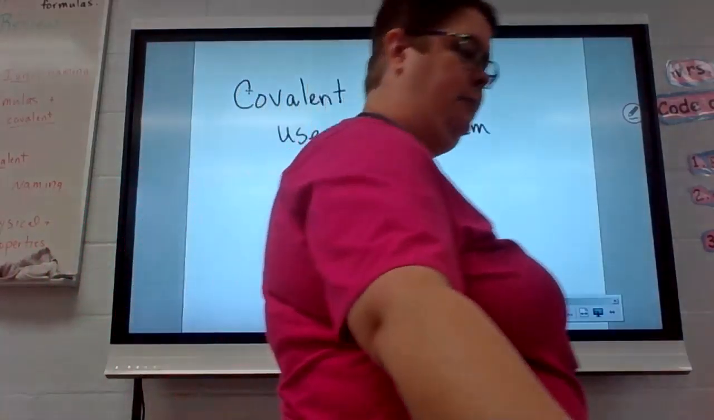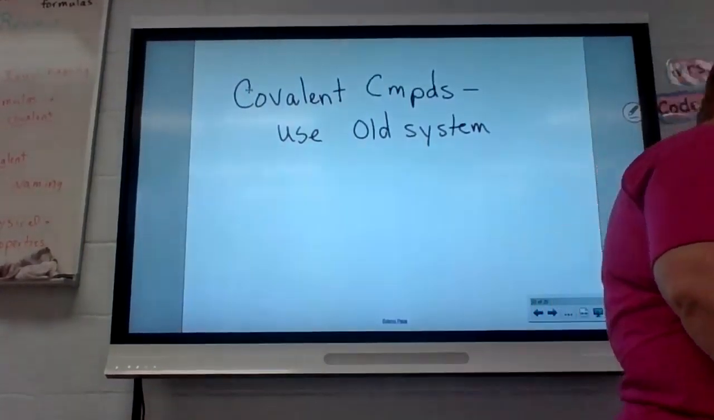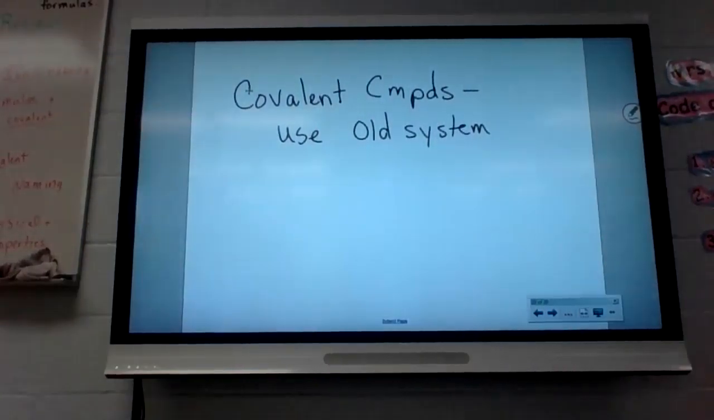Now, this is why I hate teaching naming. I wish the state for physical science only had us teach ionic compounds, not covalent compounds. But they want us to teach covalent compounds also.